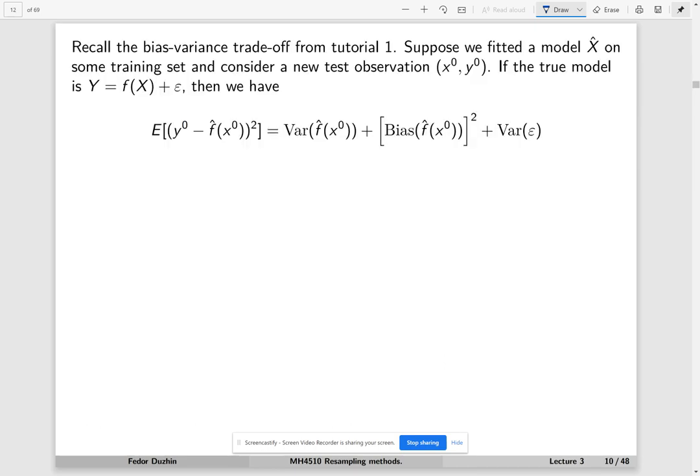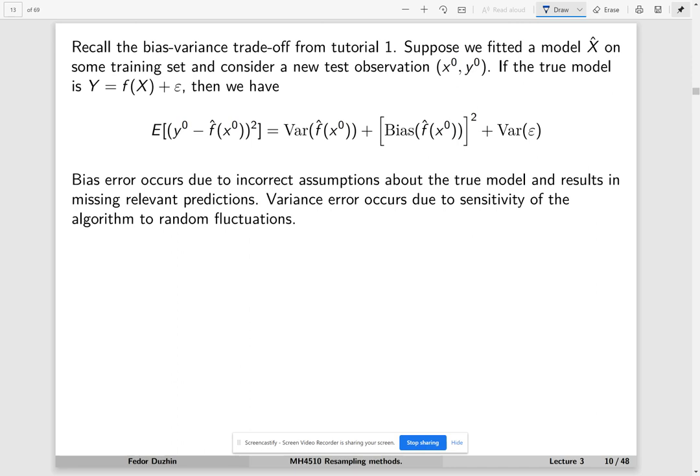Okay, so recall that in tutorial 1, we did this bias-variance trade-off. And according to this bias-variance trade-off, when we fit a model on some training set, the error for a new test observation can be decomposed into these three sources: the variance of our fitted model, the bias of our fitted model, and the variance of the random noise in the true model.